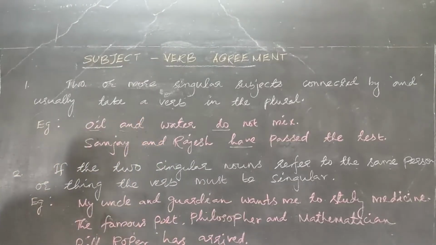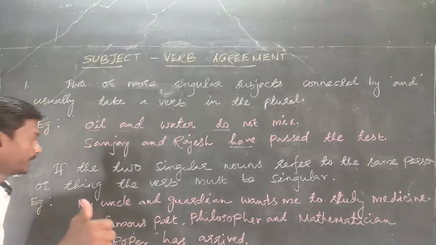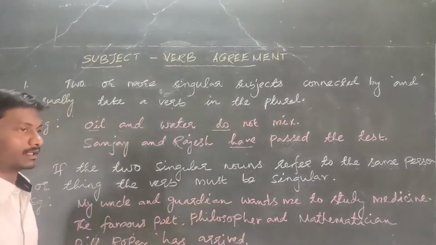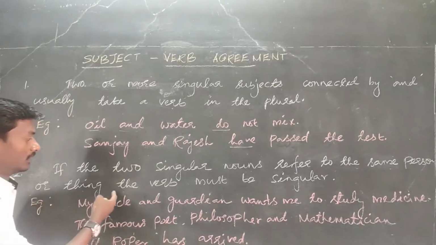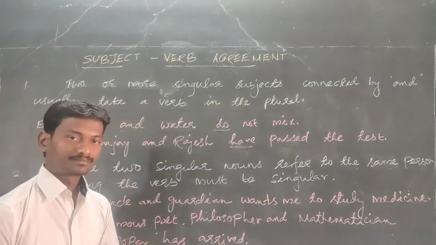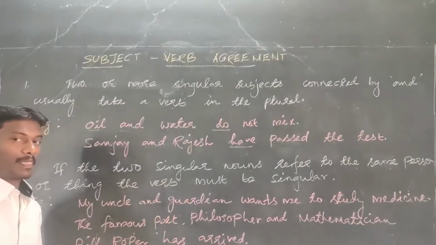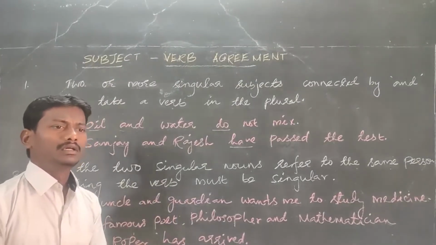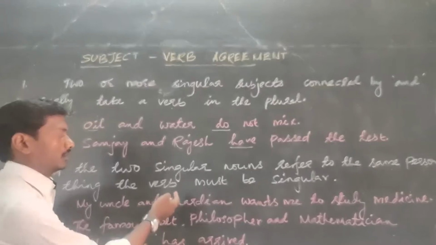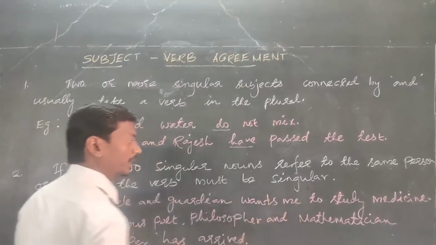The second rule: if the two singular nouns refer to the same person or thing, the verb must be singular. In a sentence, two persons or two things may be given, but both are the same person or thing. If it is so, we have to write a singular verb.